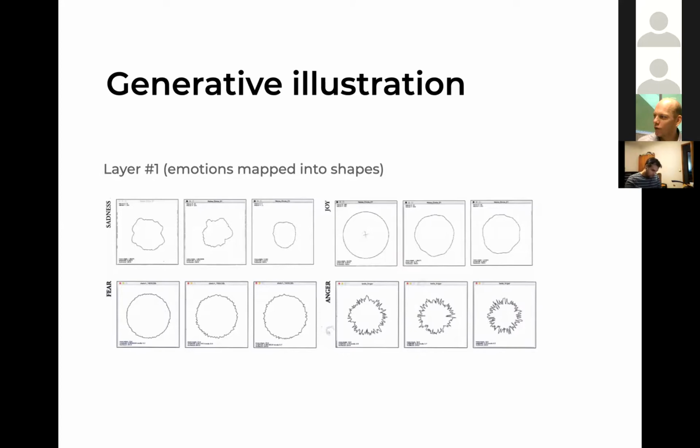So by doing this, we are able to describe different emotions. Here you can see the examples for emotions: fear, sadness, joy, and anger. So we combine these geometric distortions with the saturation levels to represent emotion.